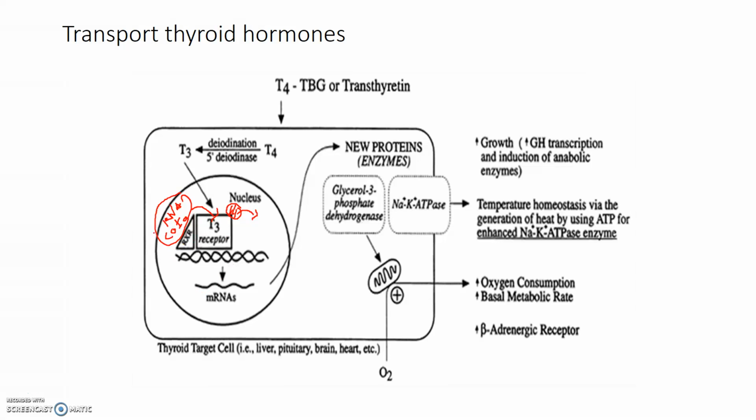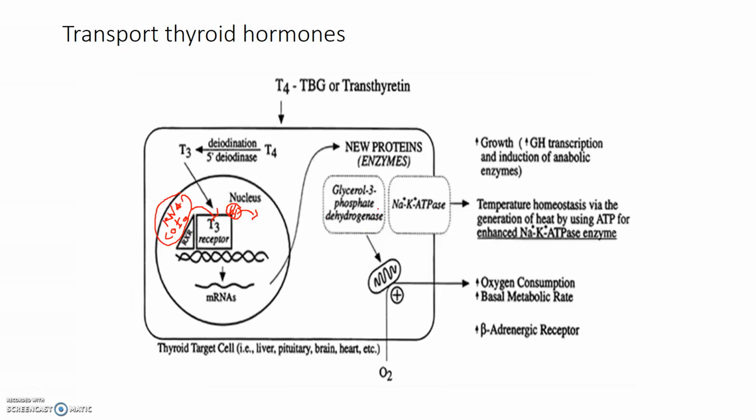So when all these things are present, then only will transcription of this area occur, and this transcription produces mRNA, which is translated to produce proteins. Okay, what are those proteins? These are the proteins that would usually be formed.